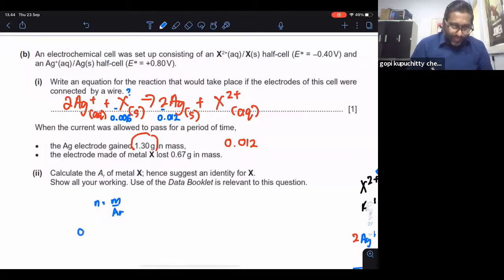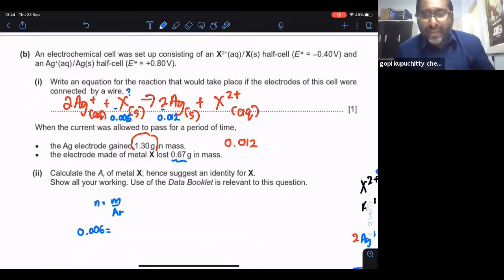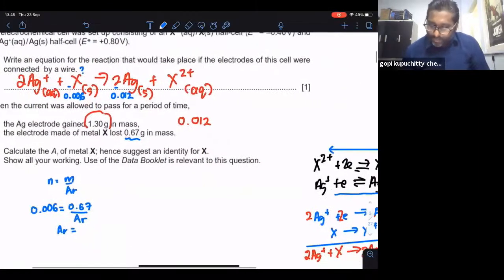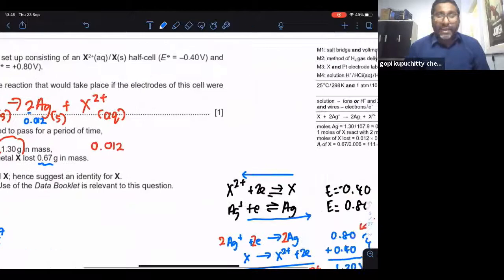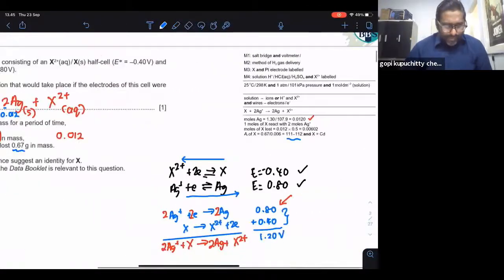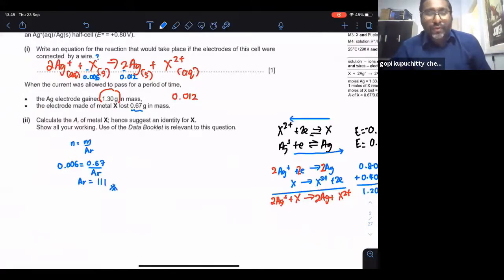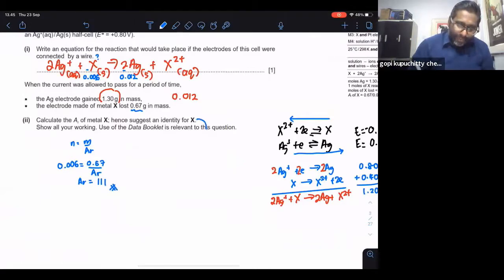And now I can calculate, because I know number of moles equals mass over AR. Number of moles is 0.006. The mass, I know the loss of mass of X is 0.67. So I just put 0.67 and I can calculate what AR is. And if you calculate, I'll just straight away look over here, roughly around 111 to 112. So let's say I just take 111, if you go and look at your periodic table and look at the relative atomic mass, you will get that the identity of X is going to be cadmium. You can do it on your own.